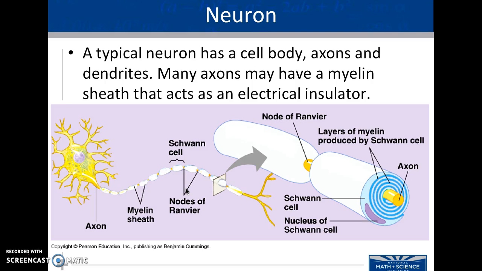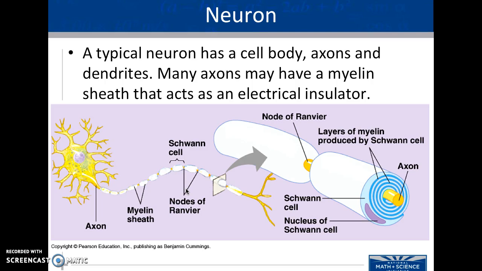A typical neuron has a cell body, axons, and dendrites. Many axons have something called a myelin sheath. There's only a few types of neurons that do not have it. These are basically electrical insulators. Think about any cord you've had, and maybe you've seen the plastic start to wear away to expose just the wires. Just the wires are going to be your axon, and that plastic coating is going to be your myelin sheath. And they look like beads on the axon.